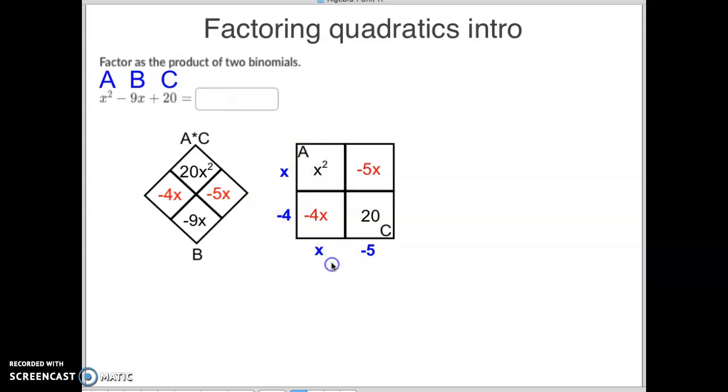Negative 4 times x is negative 4x. You just reverse the process. Oh, negative 4 times negative 5 is positive 20. There you go. And x times negative 5 equals negative 5x. It's a nice way of verifying you did this correct. Now, you've done all the work. Our factors of this are x minus 4 and x minus 5. So in our factors, we plug those two right in there and put them in parentheses because, again, we're taking this times this right here. So in parentheses, x minus 4, x minus 5.